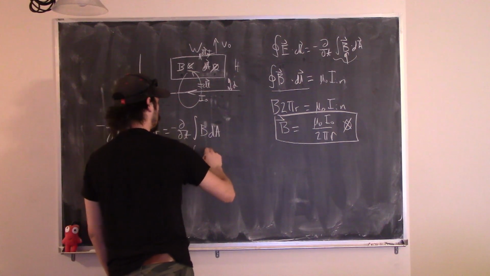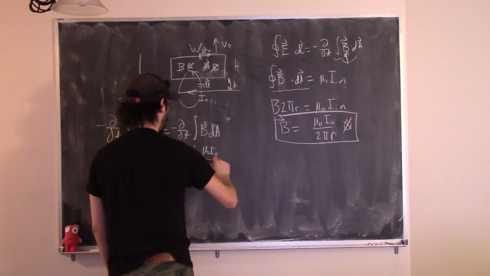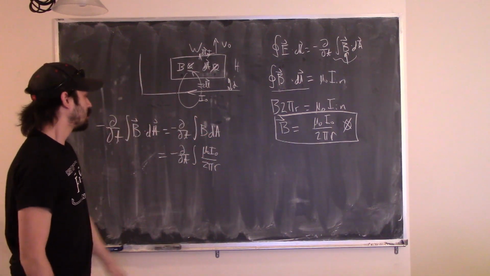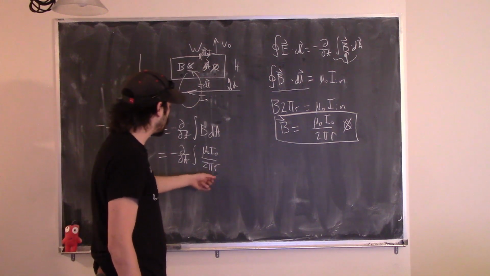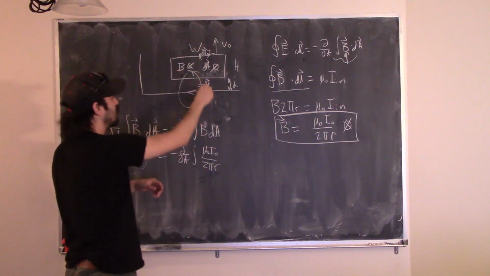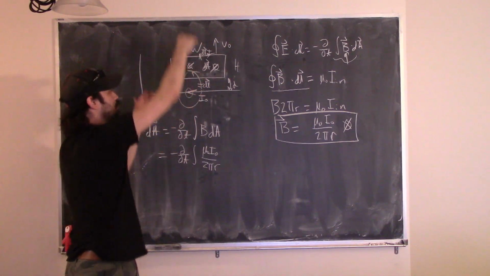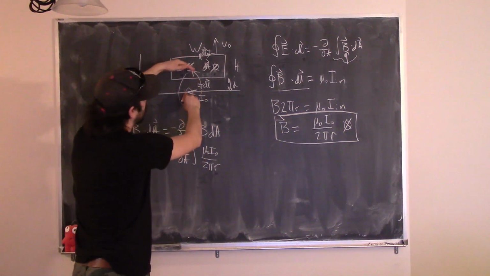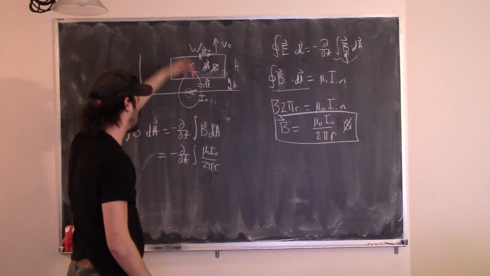So this is going to be mu naught I naught divided by 2 pi r. And now we have to ask ourselves what dA is. I'm saying that this magnetic field is going to vary with this radius r. So for every one of these Amperian loops that I have, if I have a little one here, or a bigger one, or a bigger one, they're going to have different magnetic fields. So the magnetic field falls off with 1 over r as I move away from this wire.